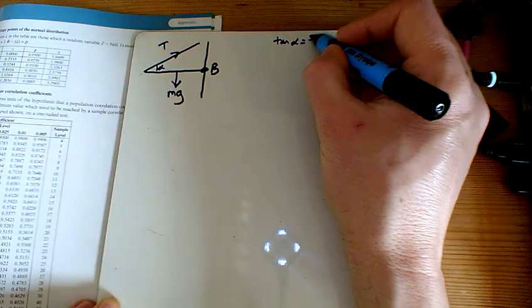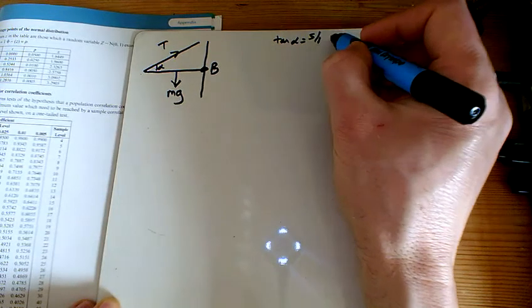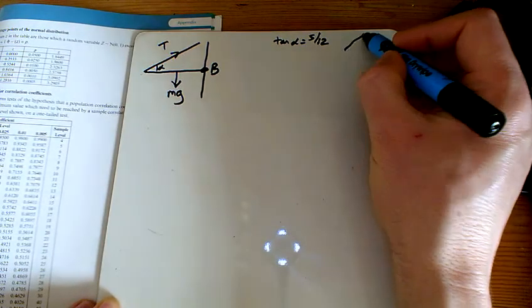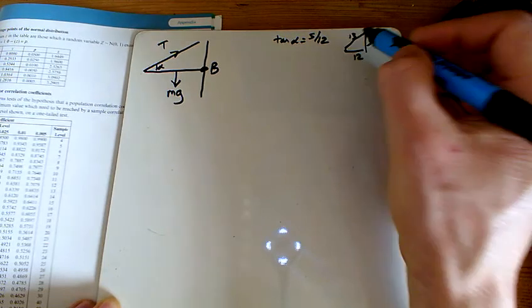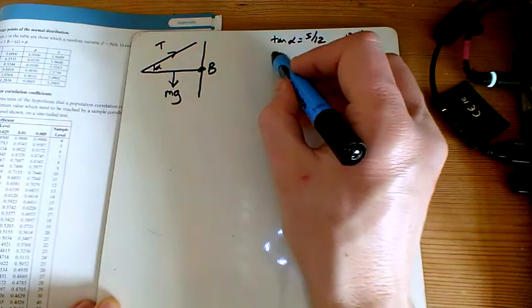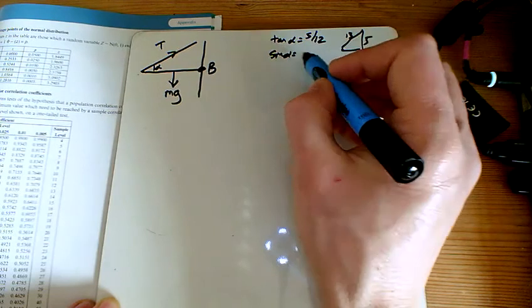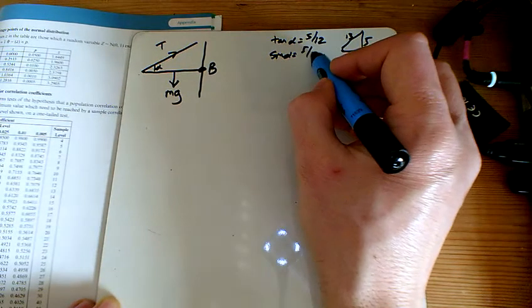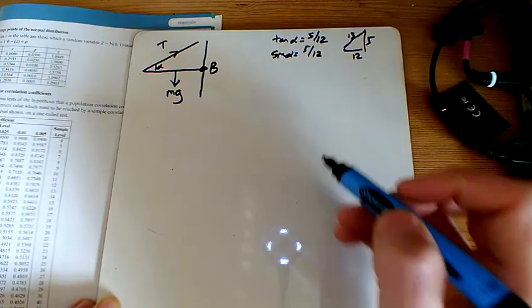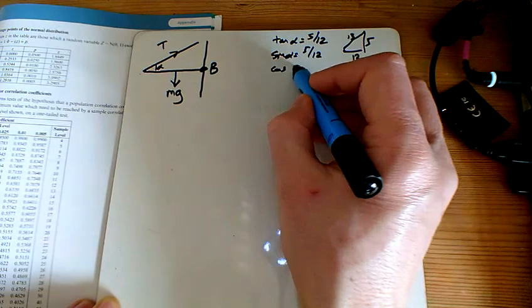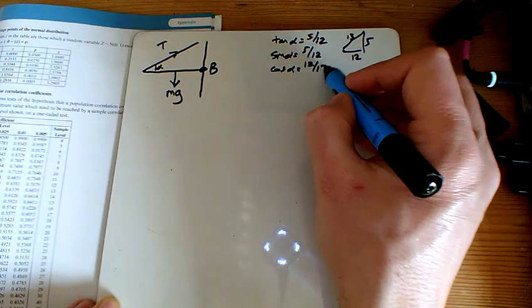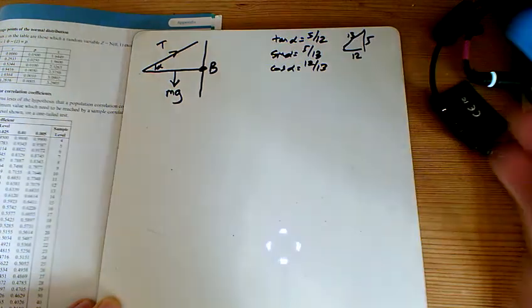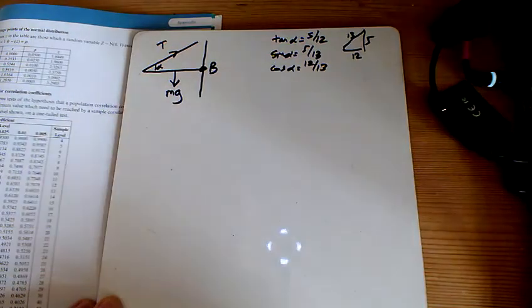We're told that tan of alpha is 5/12. And so if we draw ourselves a little triangle and put 5 and 12 there, we can see that the other side is going to be 13. So let's write these down so we can use them later: sine of alpha is 5/13 and cos of alpha is 12/13.